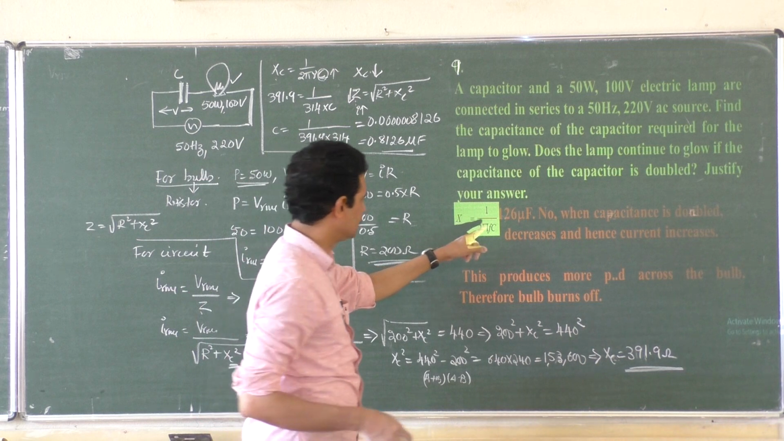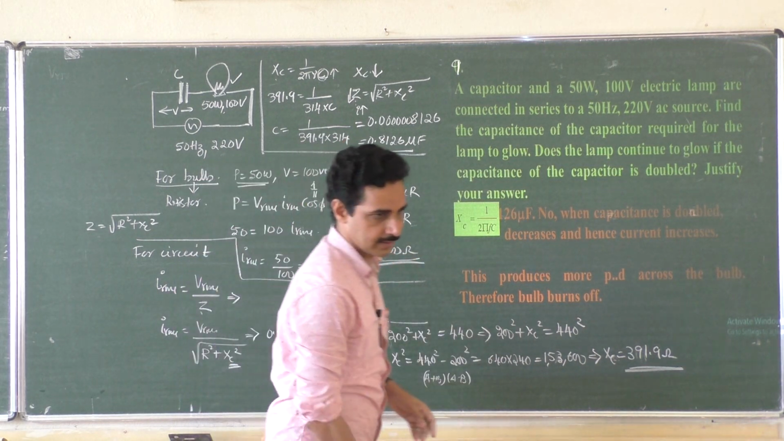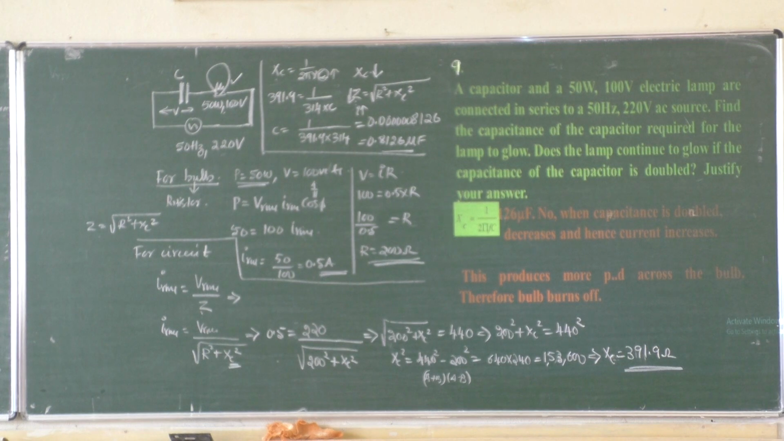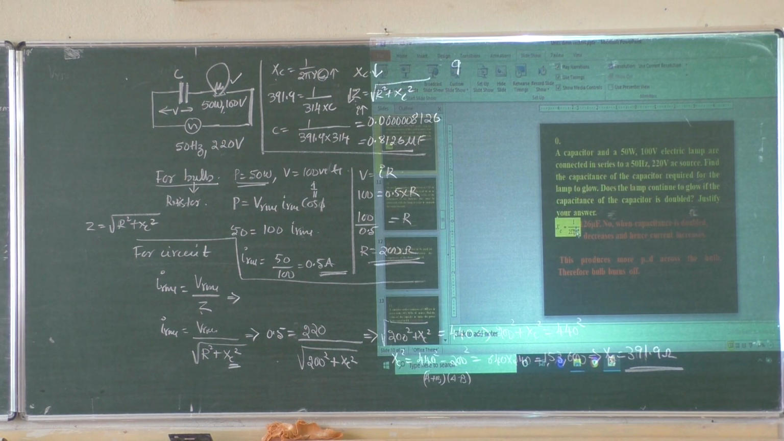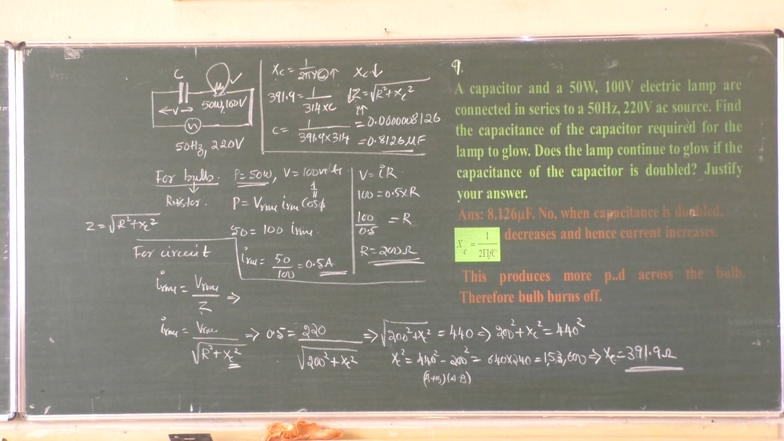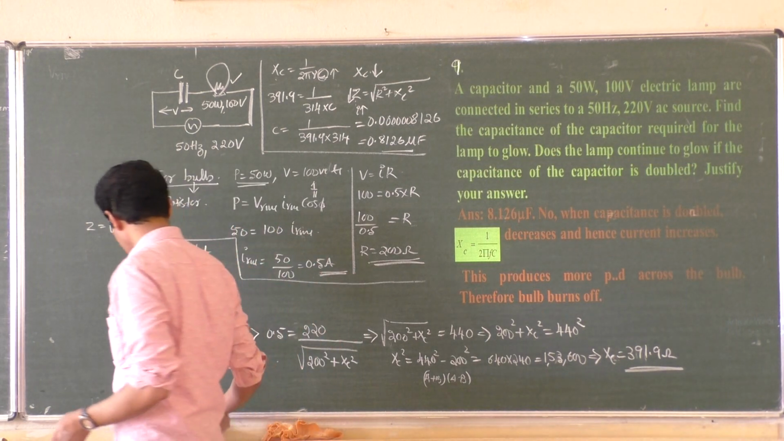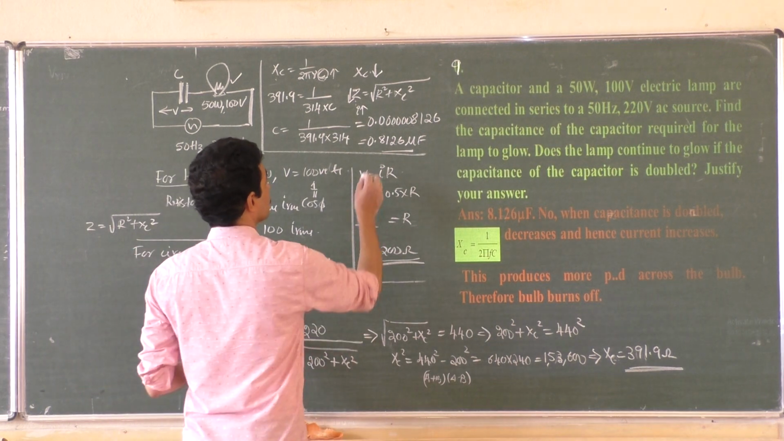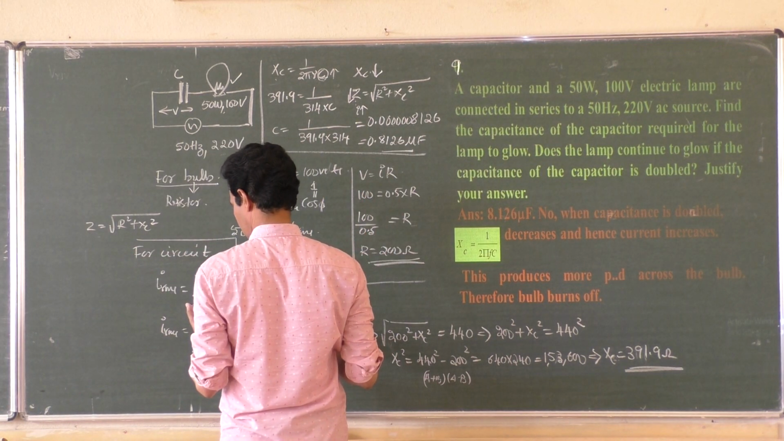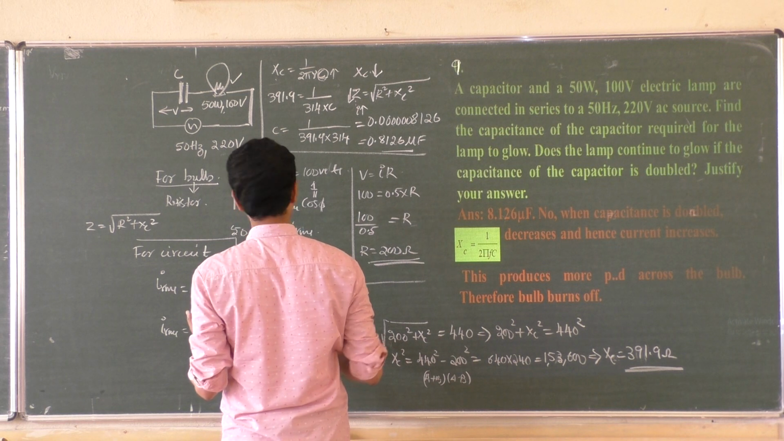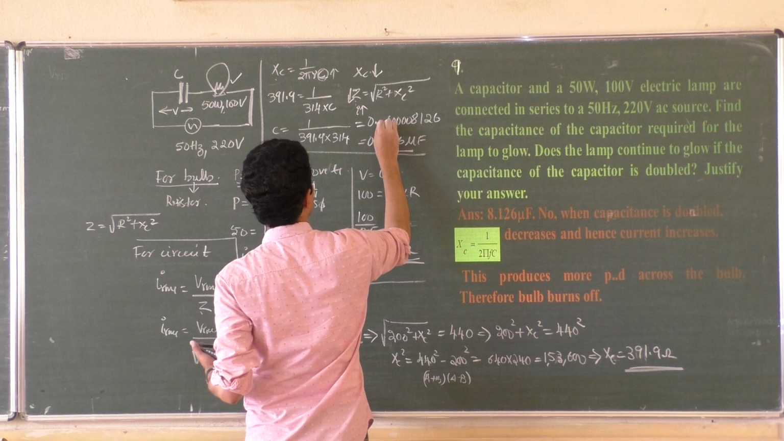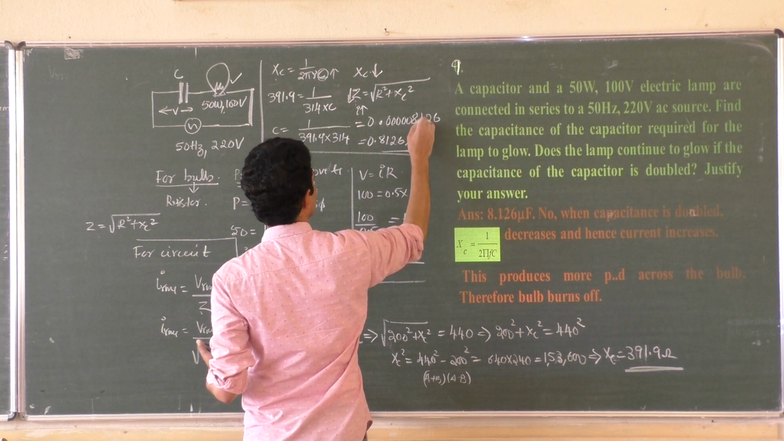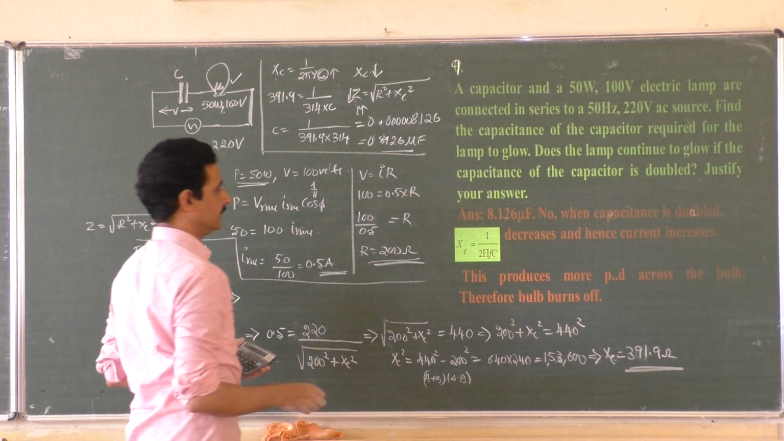Let me check once whether this 0.8126 is correct or not. Yes, we have the answer there. Yes, it is correct. They have written 8.126 microfarad. You can check it. It is not 6 zeros, it is 5 zeros, and the sixth place is 8. So it is 8.126 microfarad. Yes, that is the answer.